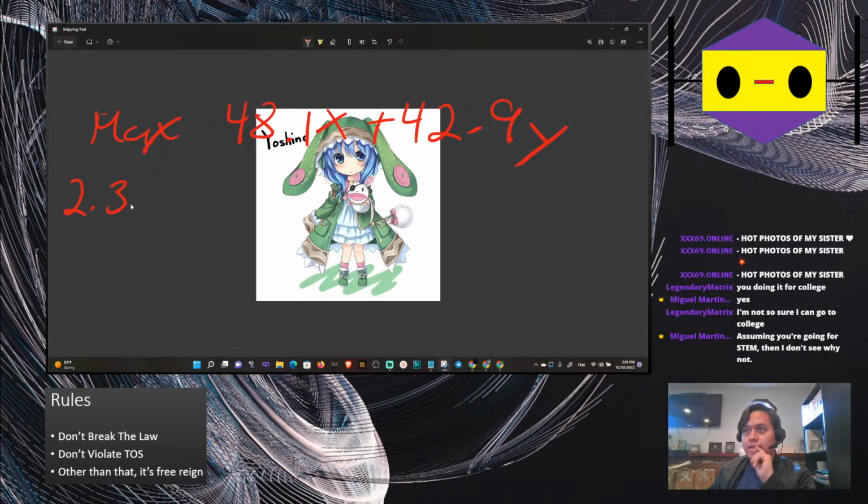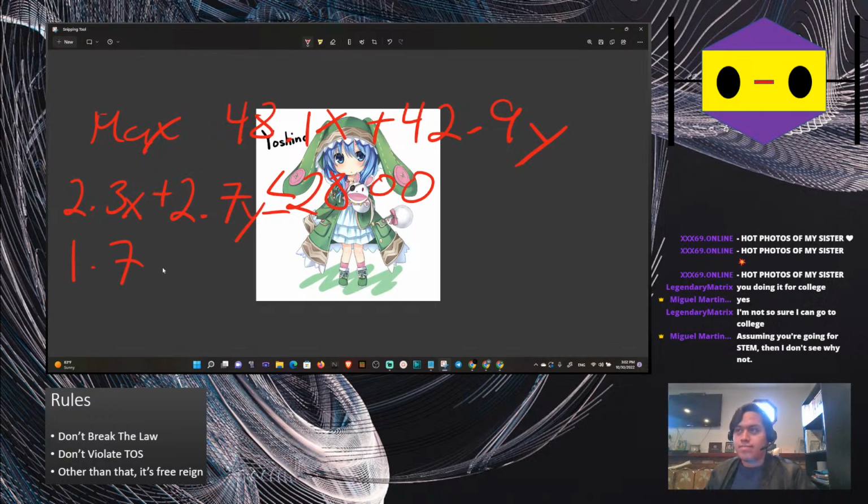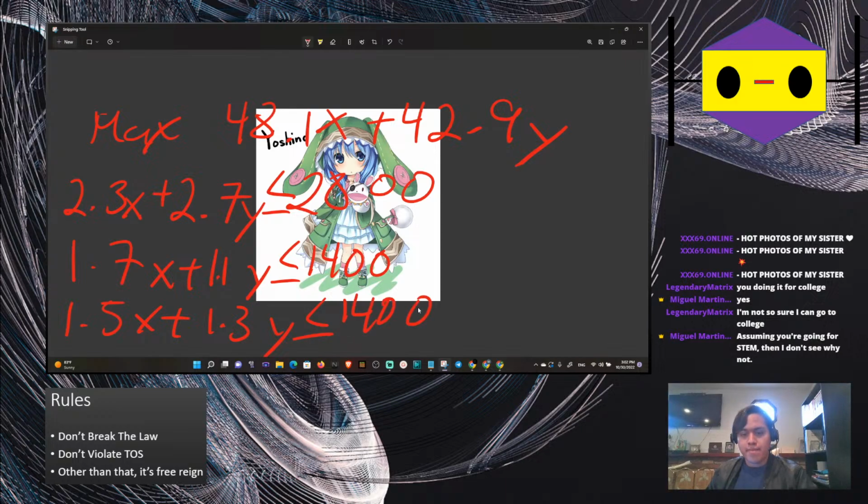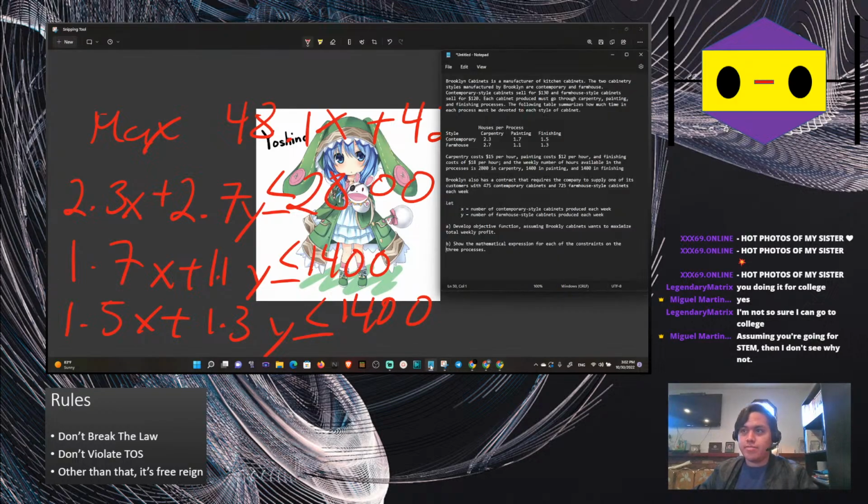So 2.3 x plus 2.7 y is less than or equal to, what was it for the carpentry? 28,000. And then again we continue on with 1.7 x plus 1.1 y is less than or equal to 1400, and finally 1.5 x plus 1.3 y is less than or equal to 1400. Good. That's how you do B, by the way.